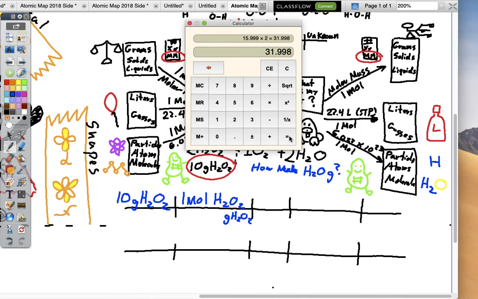Now, is there something else in this? What else? Hydrogen. So we have 2 hydrogen. So what I'm going to do to make this calculator work, because it was being silly later, is I'm going to add hydrogen twice. So we have hydrogen is 1 point what?